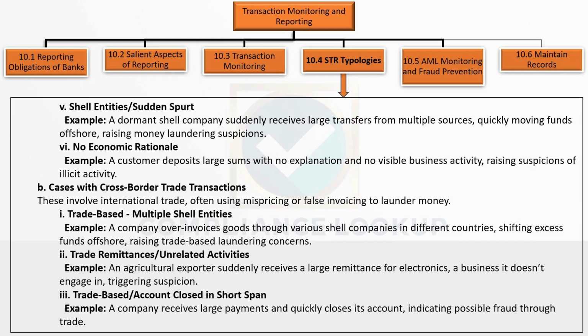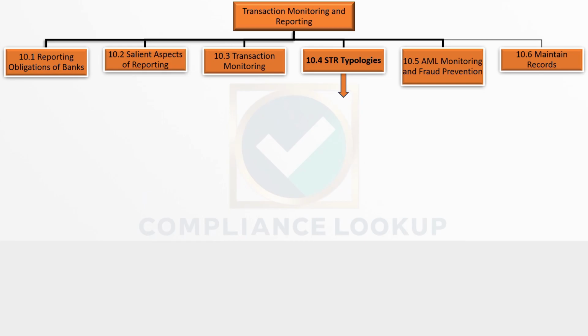Third, trade based account closed in short span. Accounts used for trade are often closed soon after receiving large remittances, which may indicate fraudulent activity. Example: a business account opened for a supposed import export company receives several large payments from abroad. Shortly after, the account is emptied and the company ceases operations, leading to an STR for suspected trade based money laundering.